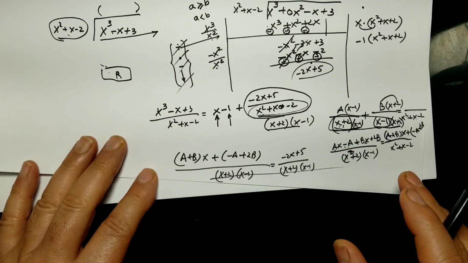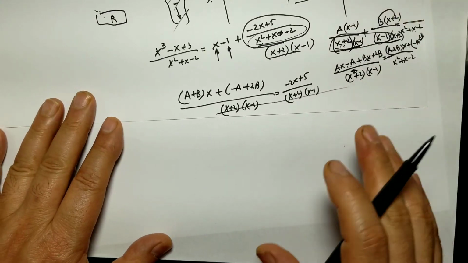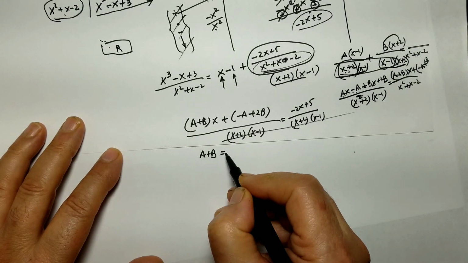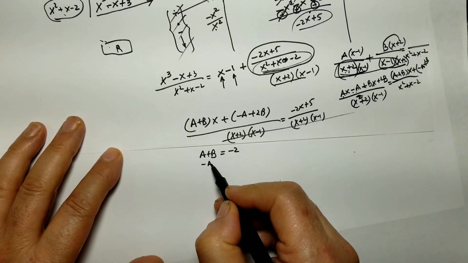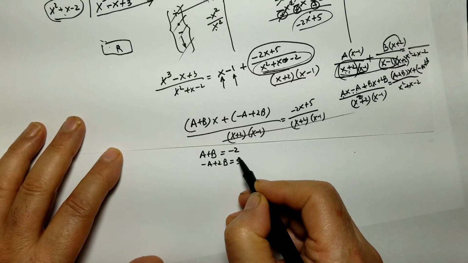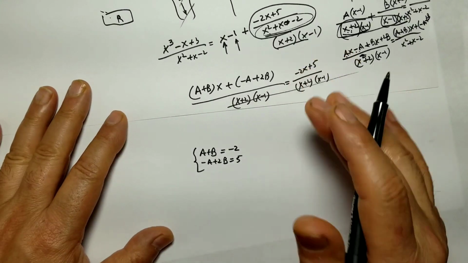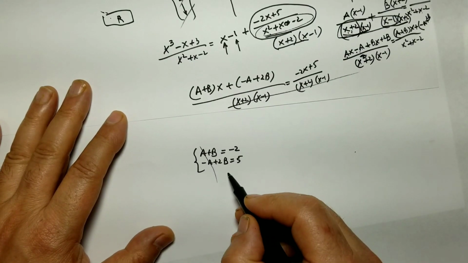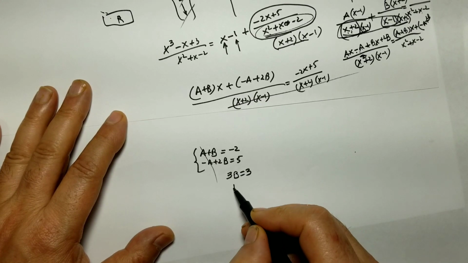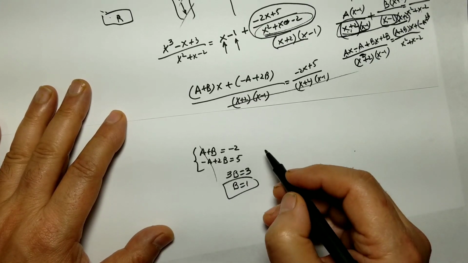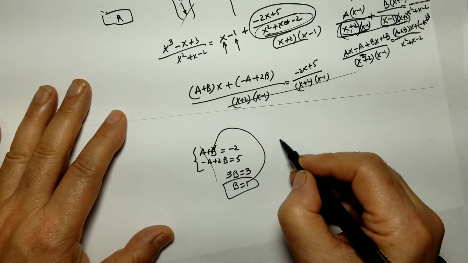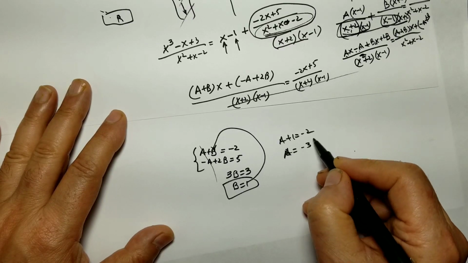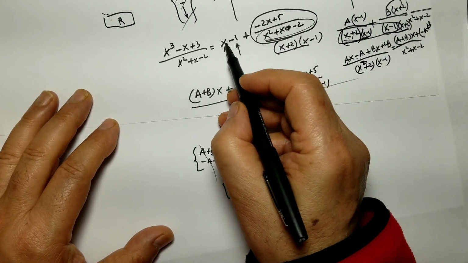See, these are the same. Right now I have to make my tops equal to each other. Therefore, your A plus B should become equal to negative 2. Negative A plus 2B should become 5. That's the system of equations. I do addition and elimination. I'm going to add these two together. A minus A is 0. I have 3B equal to 3, B equal to 1. And if B is 1, A plus 1 is negative 2. I get A is negative 3. Okay, what do I have right here?